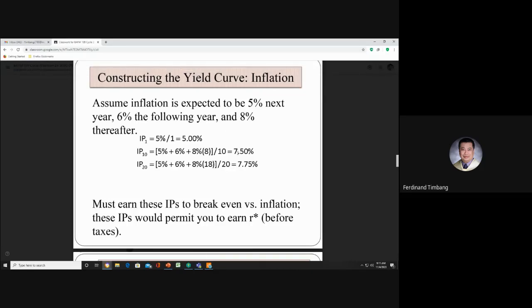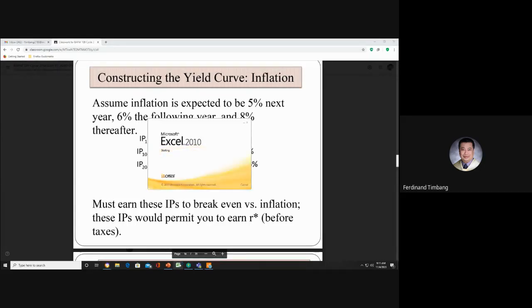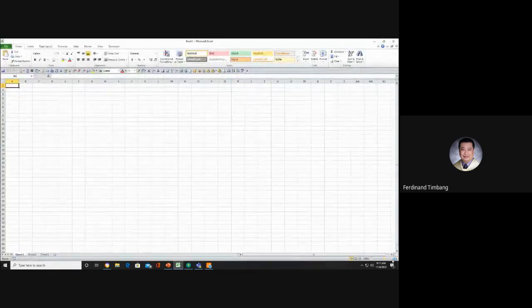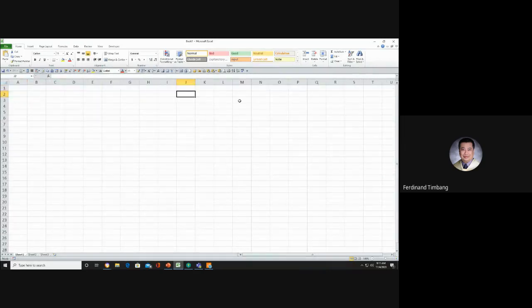Anyway, the 5%, the 7.5 and the 7.75%, that is what we will add to our R-star to get the R. So if we have R here, we have R-star here, then plus IP. So that will be your formula.